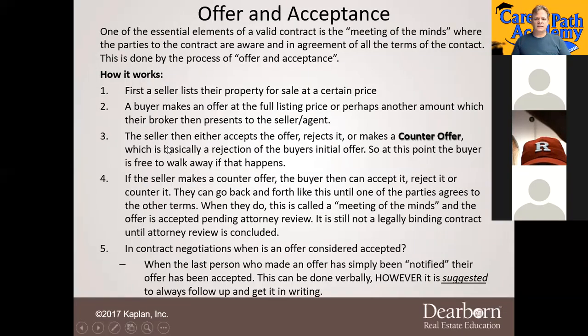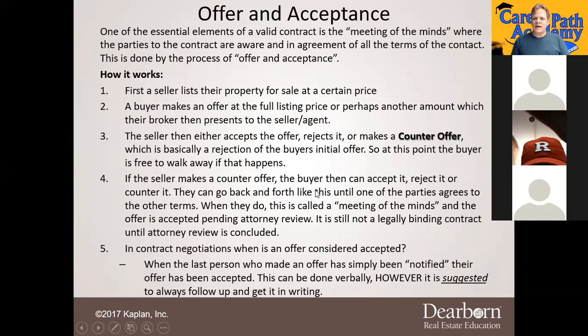All right, so offer and acceptance. Okay, so first the seller lists their property for sale at a certain price. Then the buyer makes the offer at the full listing price or another amount. And then they present that offer. The seller then accepts the offer, rejects it, or makes a counteroffer, which is basically a rejection of the buyer's initial offer. So at this point, the buyer's free to walk away if that happens.